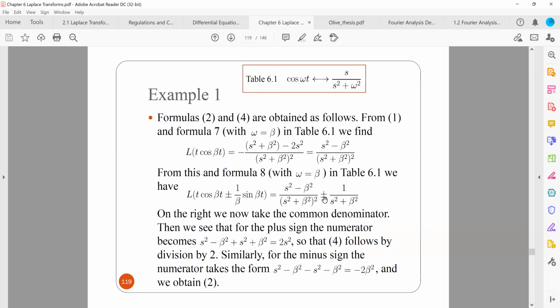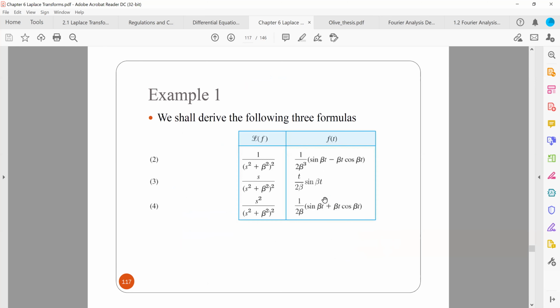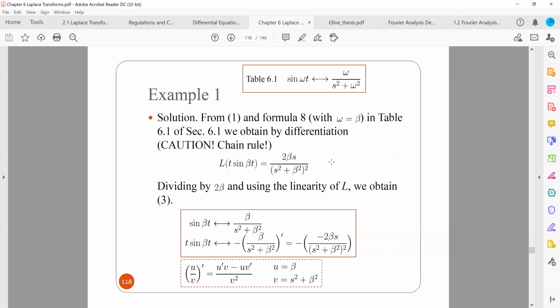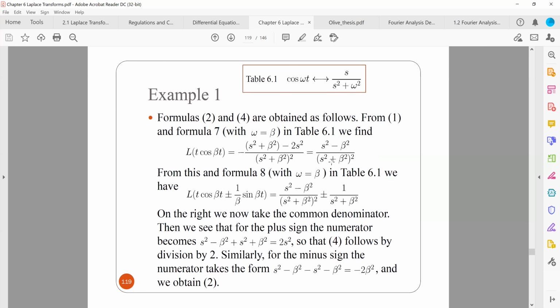Now, for formula 2, the signs are reversed. Not reversed, but you have minus instead of plus. Everything else is actually the same. The only difference is when you come to this juncture, instead of adding here, you subtract. So what happens instead, you'll end up with s squareds cancelling, and you'll end up with minus 2 beta squared.